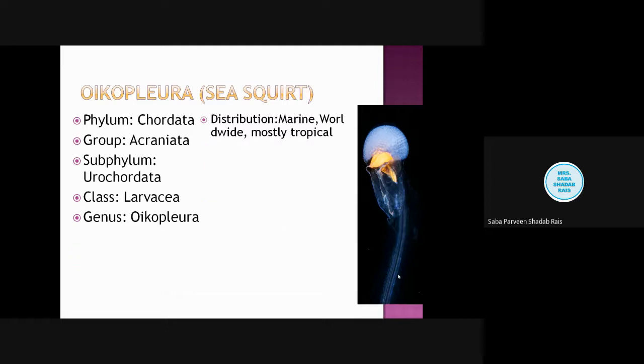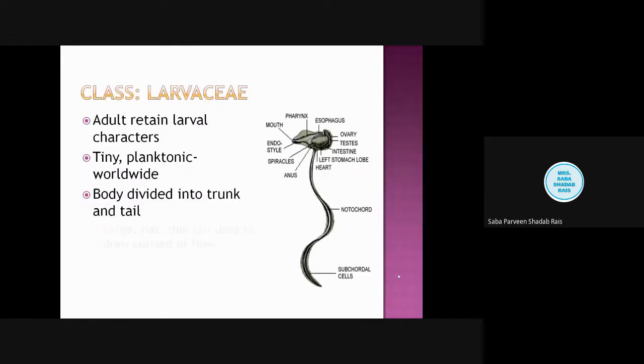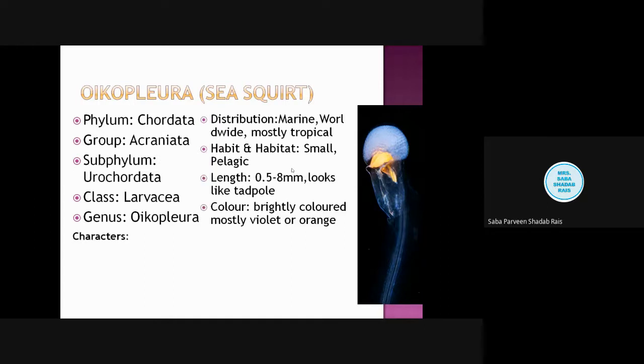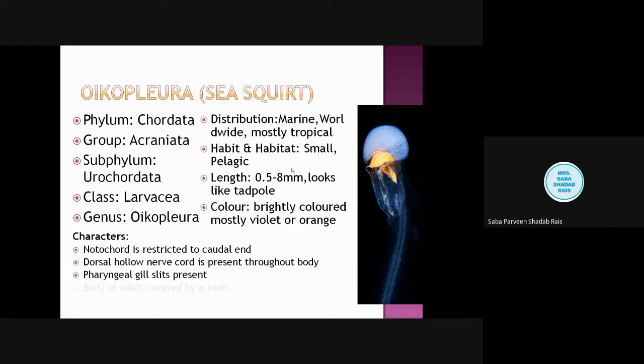Here also you can see that the body is covered. So if you observe that the body is covered inside the test, that means it belongs to the Urochordates. But in the case of the class Larvaceae, if the animal has the two regions, then definitely it belongs to the Larvaceae. Students, take the screenshot of this particular slide, please. Have you taken? Take the screenshot of this slide. Done?